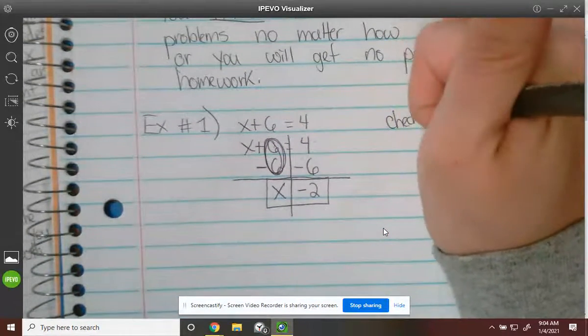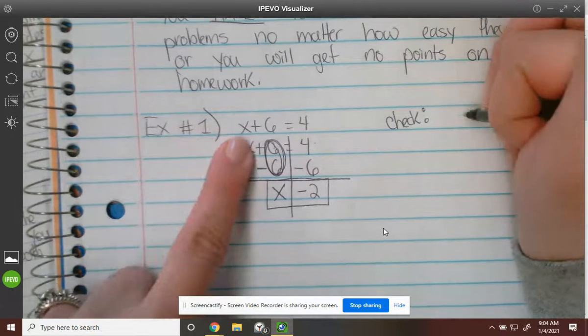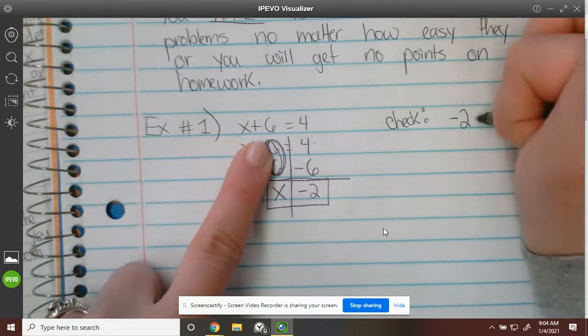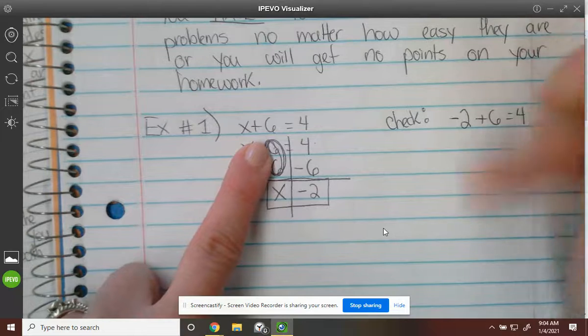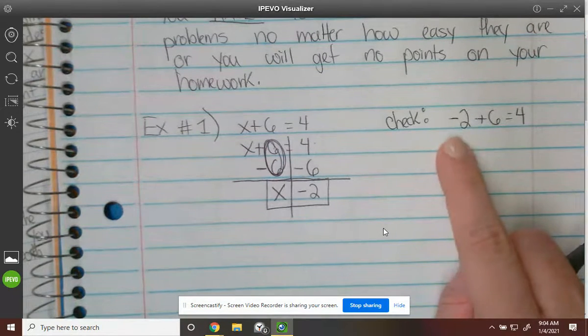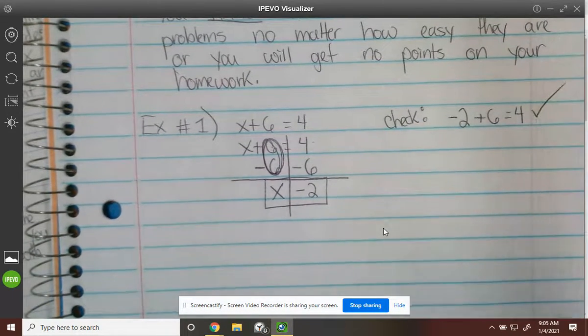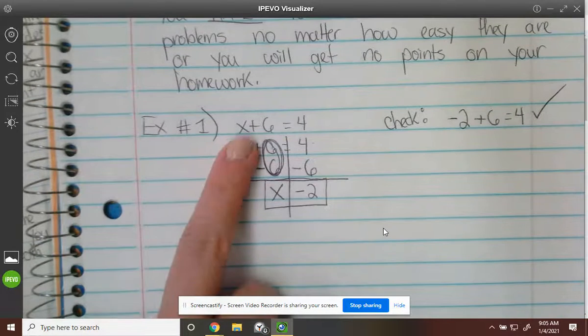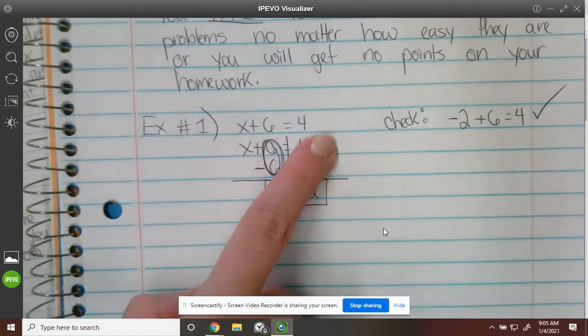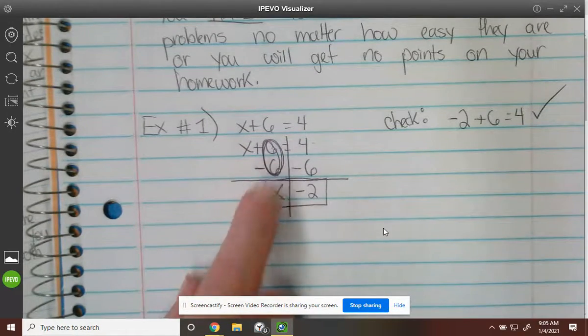If you want to, you can check this. So x is no longer x. We know it's negative 2 plus 6 equals 4. If you type that in your calculator, negative 2 plus 6, you'll get 4. So you know you got the right answer. Okay, it was being added, so in order to undo that and move it to the other side, I had to subtract on both sides.